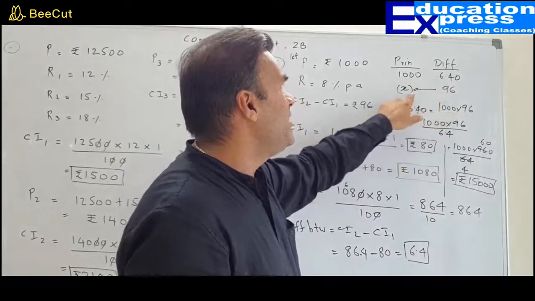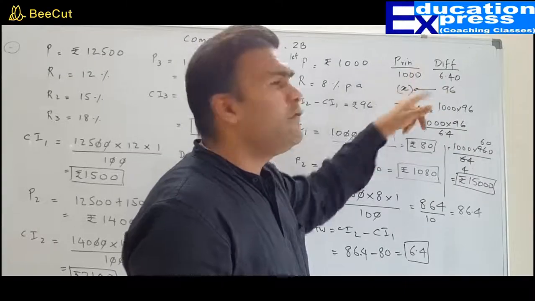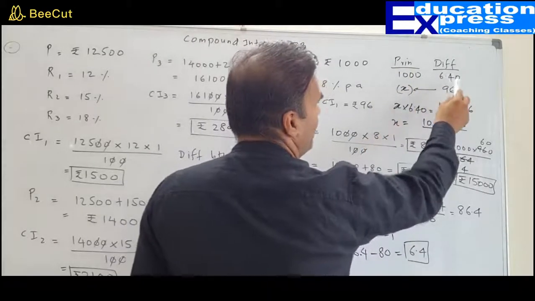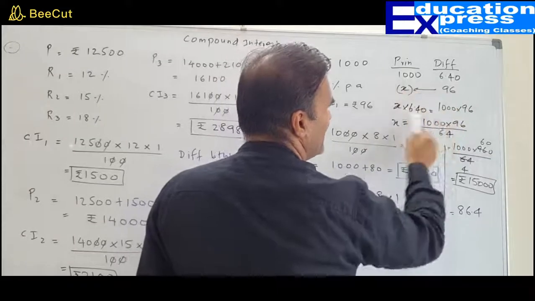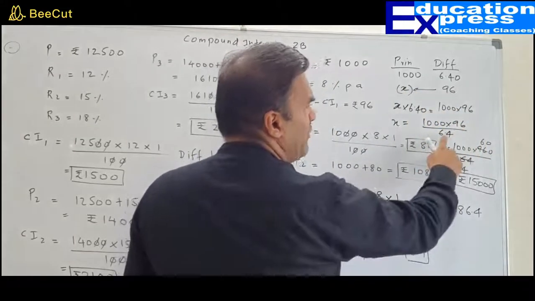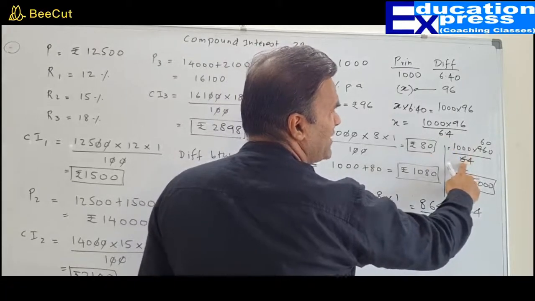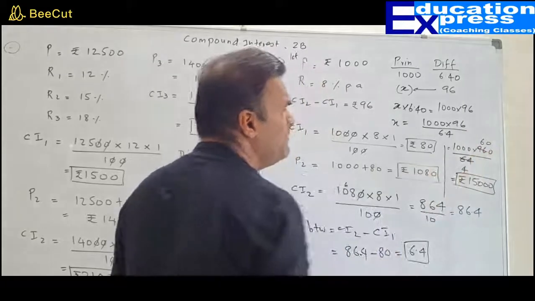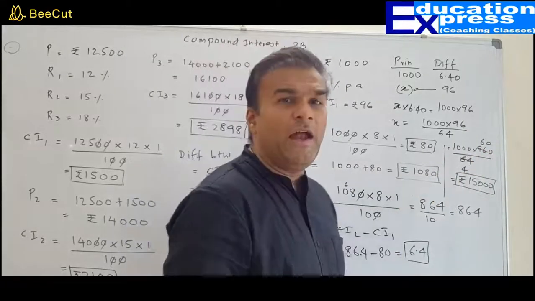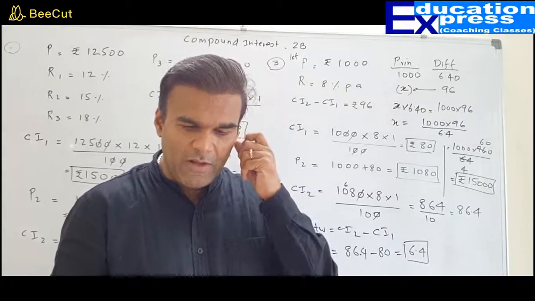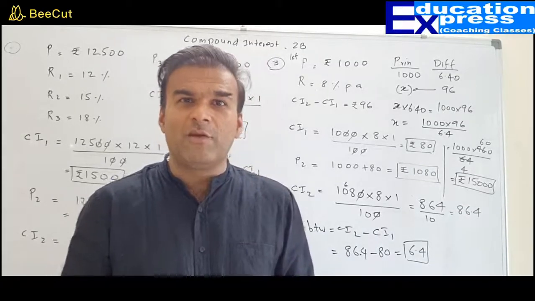So what must be the principal? So this is a case of cross multiplication, unitary method. x into 6.4 will be equal to 1000 into 96. So 1000 into 96 upon 6.4. I am removing the decimal, so I am writing over here 64 and this becomes 960. Then you can have a very simple calculation wherein you get, therefore the principal amount would be 15,000. Let us move on to the next question.